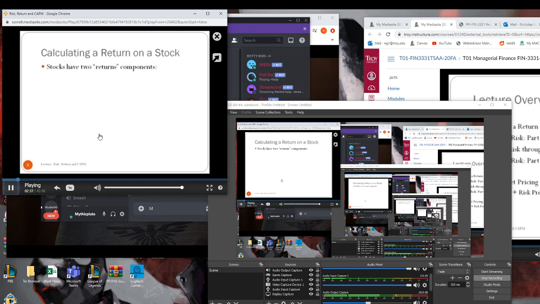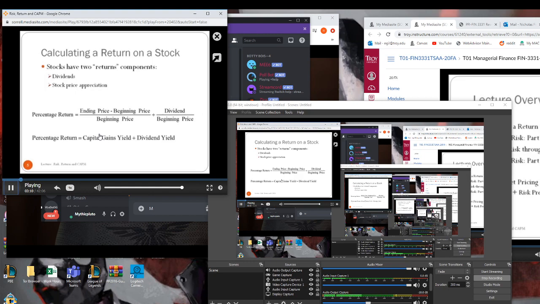So just to recap, stocks have two return components, dividends and stock price appreciation. And we can express this in an equation as follows. The percentage return is equal to the ending price of the stock minus the beginning price, divided by the beginning price, plus the dividend divided by the beginning price. The first term deals with the stock price appreciation and the second term deals with the dividend. And we give those names. The percentage return is equal to the capital gains yield, that's the stock price appreciation, plus the dividend yield, the return we get from the dividend. And this allows us to measure the return on our investment from a stock.